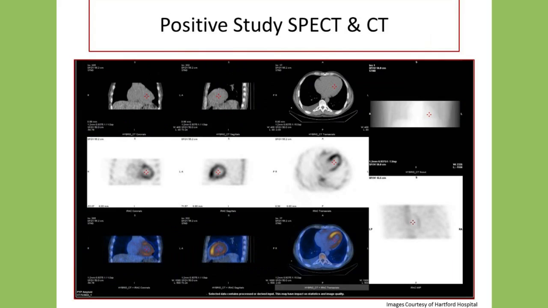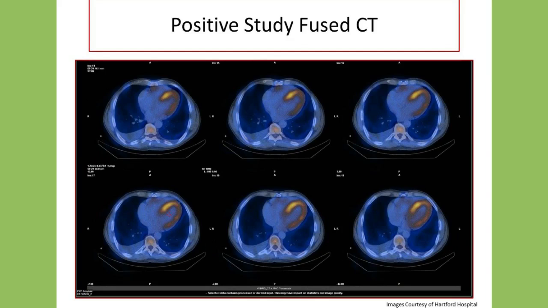And then we look at the SPECT/CT fused images. Again, it's easy to see that the myocardial uptake, based on where the CT anatomical markers are, is right where we would expect it to be. And again, we're just looking at the images in a bigger fashion, all fused together.